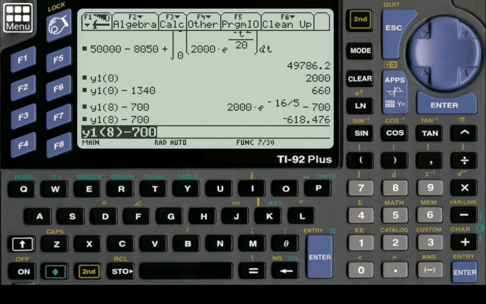The minimum value of W minus R is negative 618.476. So you could say that by the intermediate value theorem, there must be a value somewhere in between such that W minus R is 0. In other words, W of t equals R of t. Let's write a little sentence about that, quoting the value of W of 0 minus R of 0 and W of 8 minus R of 8. W of 0 minus R of 0 is 660 liters per hour, and W of 8 minus R of 8 is negative 618.476 liters per hour. And that's it.